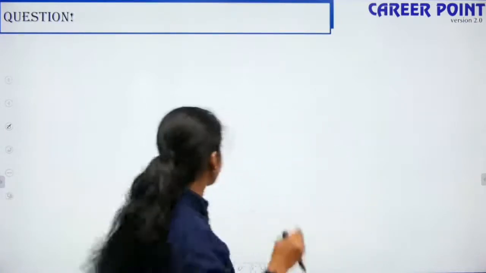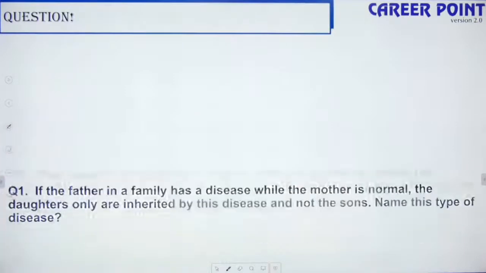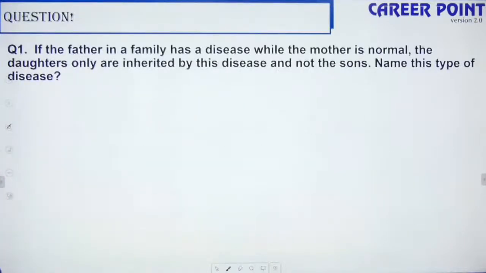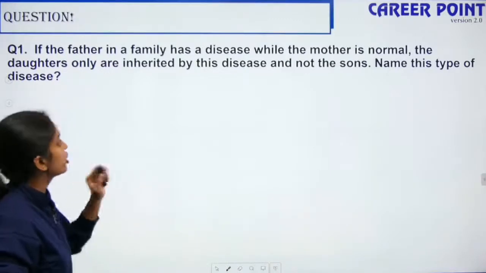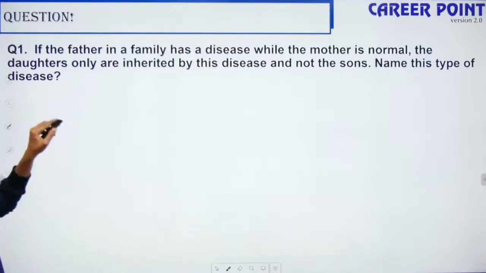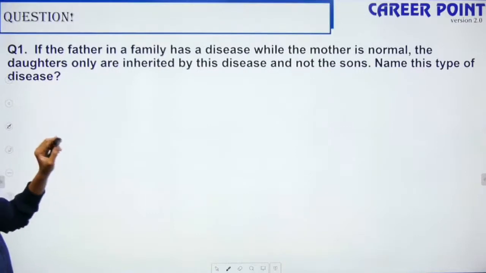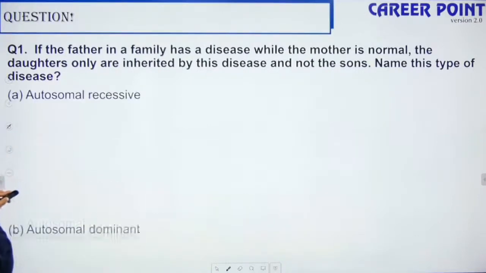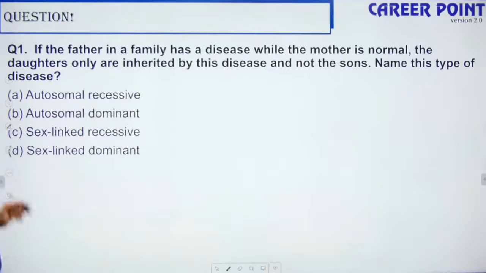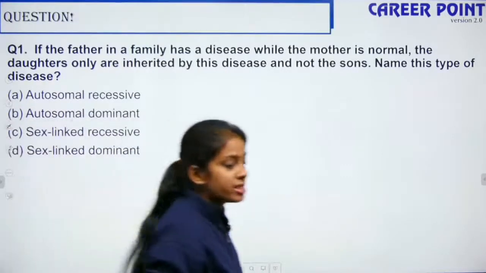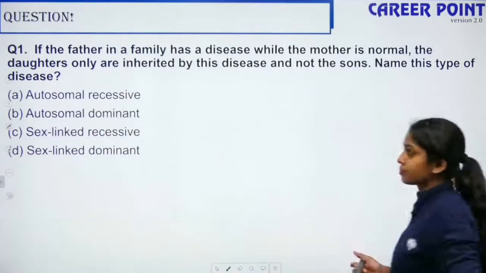Now let's solve a question based on this. If the father in a family has a disease while the mother is normal, the daughters are the only ones inheriting this disease and not the sons. Name this type of disease.